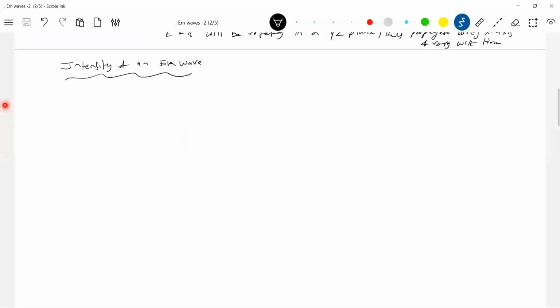What is this EM wave made up of? Varying electric and magnetic fields. So the total energy density, I'll write it, should be equal to the sum of the energy density due to the electric field and the magnetic field. The electric energy density is half epsilon naught E square, plus the magnetic energy density B square by 2 mu naught. But we know these waves vary sinusoidally.